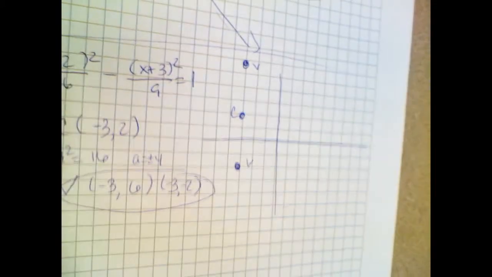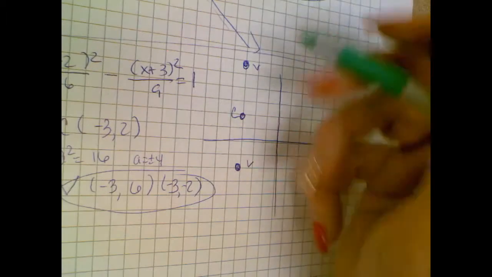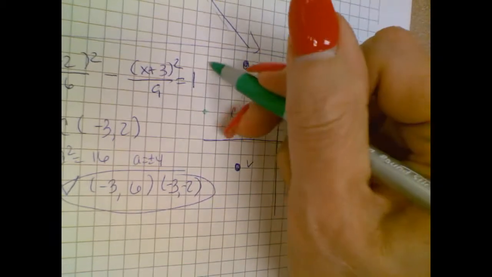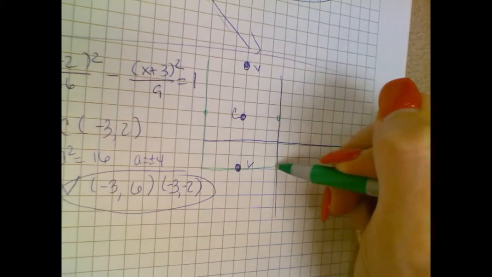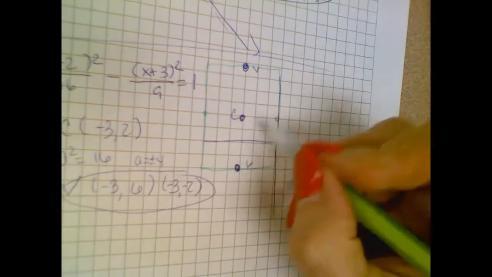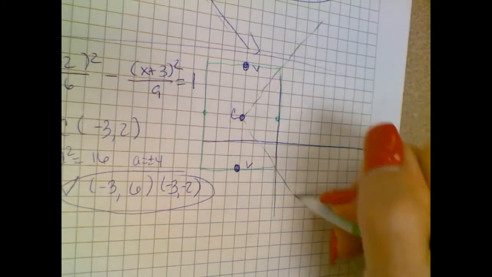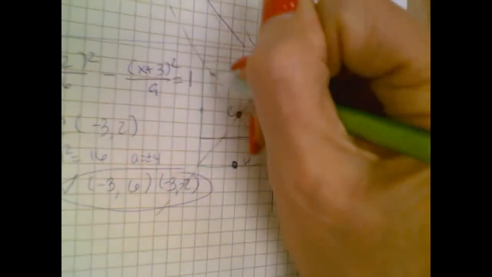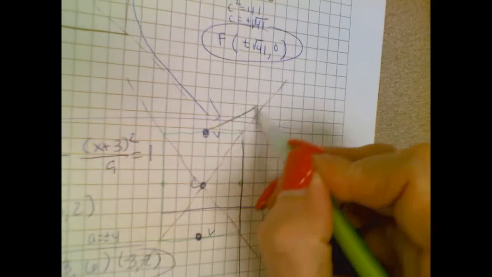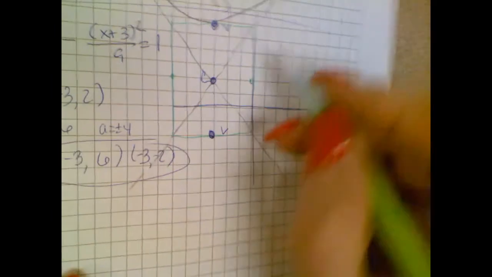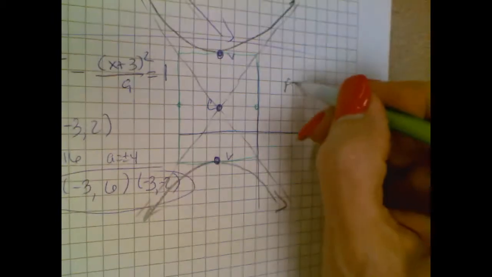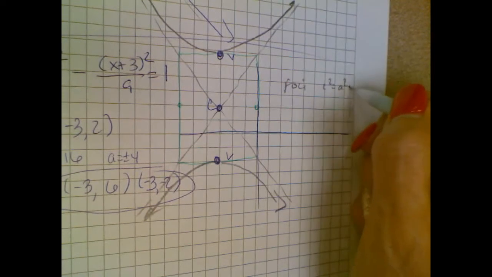Now the box. For the box, we need this 9, or the square root of 9, which is 3. So go right 3, left 3. Draw a box. Asymptotes. And your hyperbola, be careful here, is up and down. So you're going to go up and down, like that.